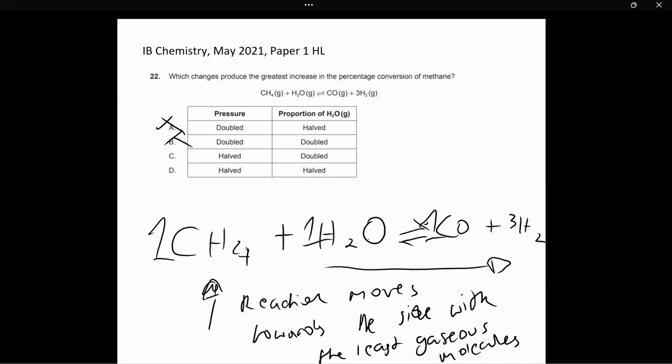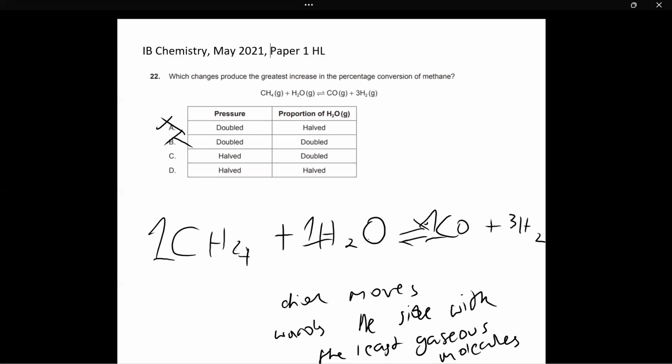So it doesn't make sense to double the pressure, because if you double the pressure, you're going to get less of the products. We're going to get more reactants. However, we want more products because in the question, they've asked us what change produces the greatest increase in the percentage of conversion of methane. And to convert methane means to convert it into carbon monoxide and hydrogen gas as per this equation. So we can eliminate pressure.